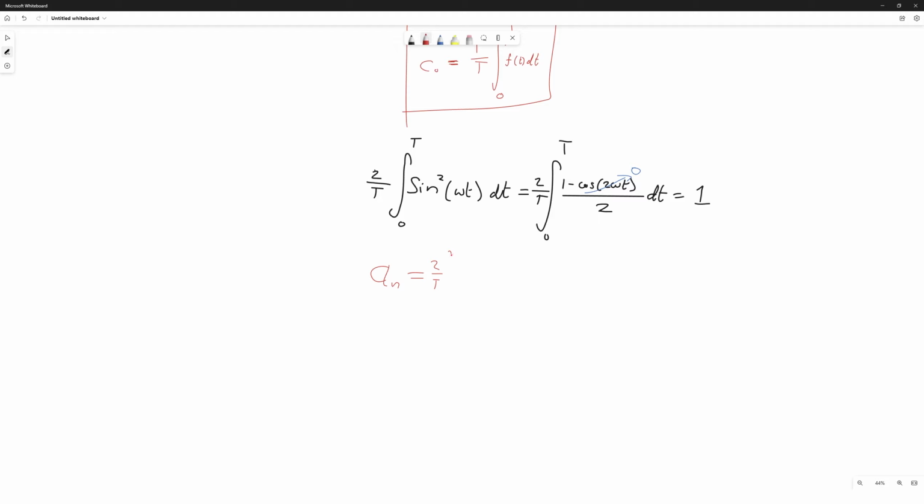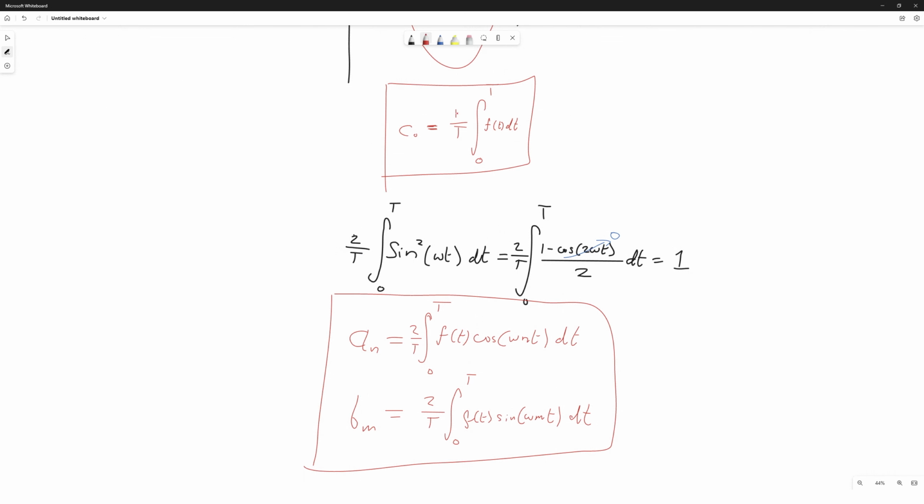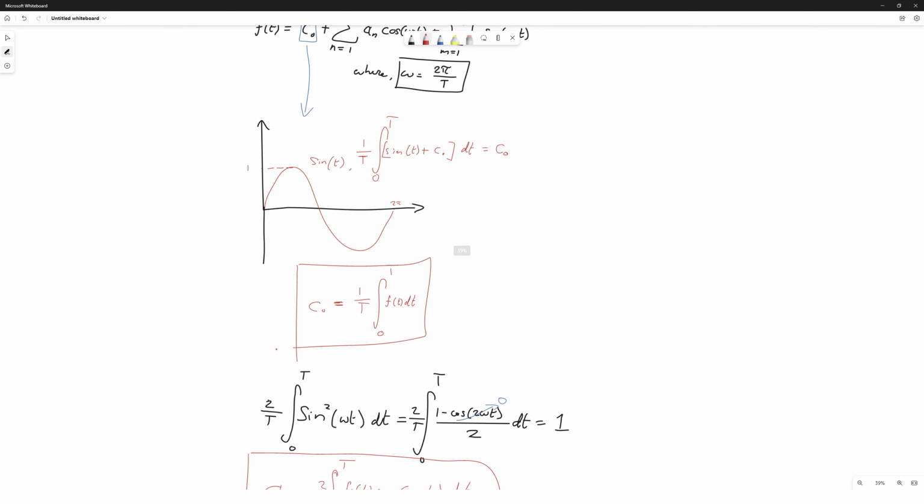So we have a sub n equal to 2 over t times the integral over a period of the function of t times cosine omega nt dt. And we have b sub m is equal to 2 over t times the integral over a period of f of t sine omega mt dt. And these are the equations for our coefficients. So here we have the constant DC term, and here we have the sinusoidal terms.